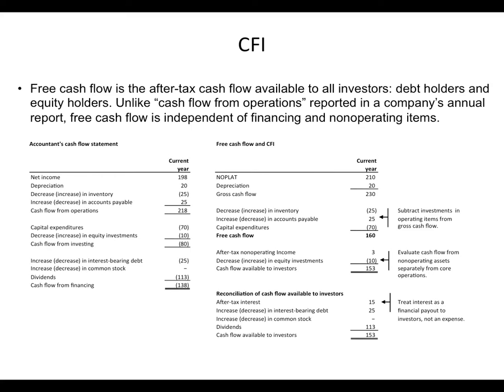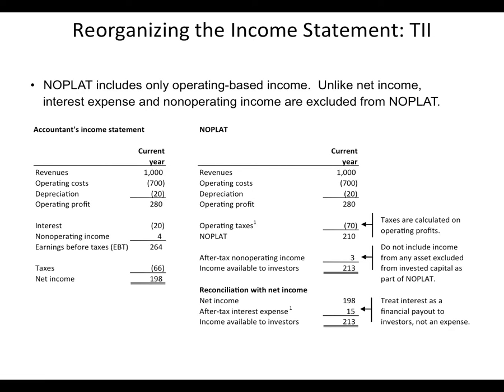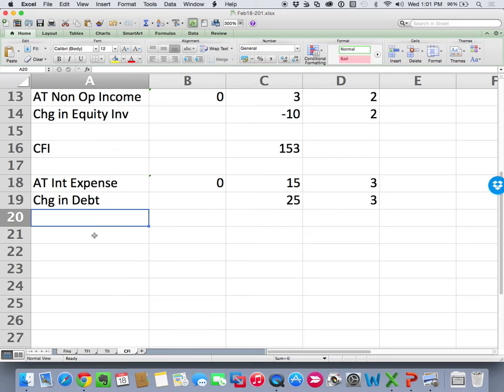Income statement ends with net income. That's why TII ends with net income. But here's the point. Cash flow. This company paid out $113 million worth of dividends. This company generated $198 million worth of net income. Which number do you think we want to use for the equity cash flow?